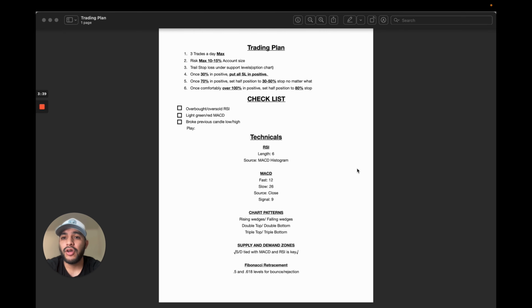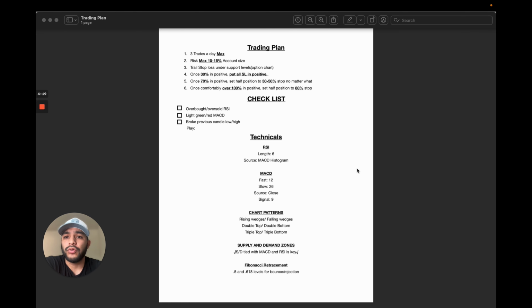So rule number 5, once 70% in the positive on the play, I set half my position to 30 to 50% stop no matter what. So even if there isn't a support anywhere between 30 to 50% and we just shoot up, I'm going to put like 50% of the contracts that I have in the play at least to 30 to 50% in the positive. So even if it just skyrockets and then dumps right after, I'm out at half the play, or half of my position, plus my other half is going to be in the positive. So no matter what, I'm taking wins regardless, but half of the position will be taking a 30 to 50% win, which is a decent win, very solid win.